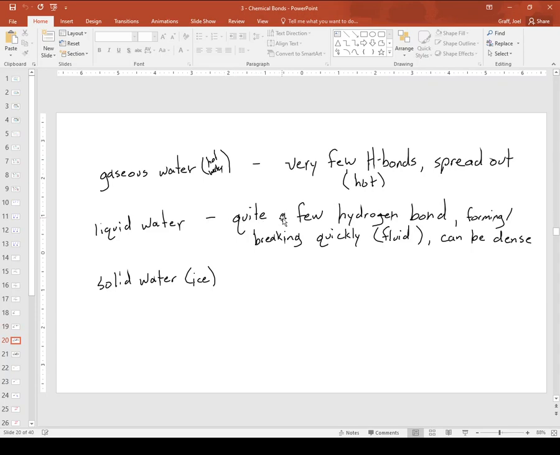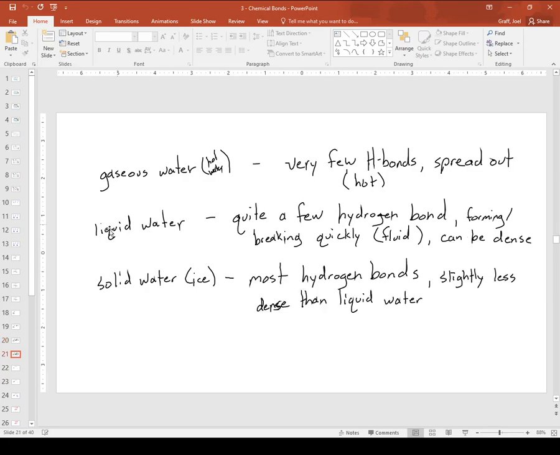Meanwhile, in liquid water, there's quite a few hydrogen bonds. They're forming and breaking fairly quickly, which gives water its fluid-like characteristic. And the water molecules can be packed in fairly densely.